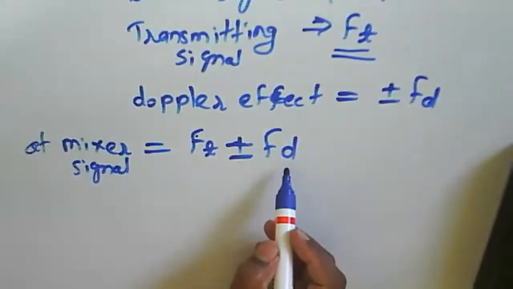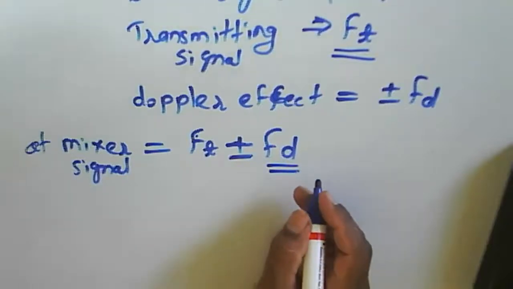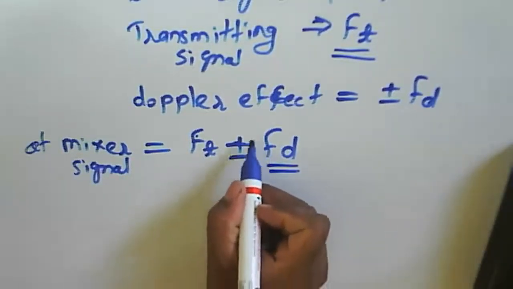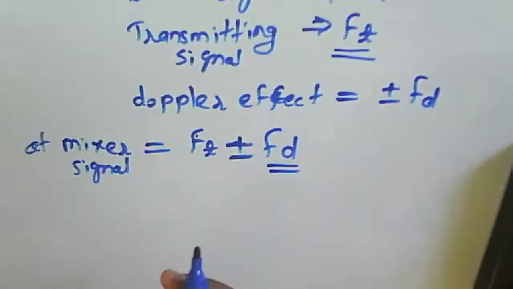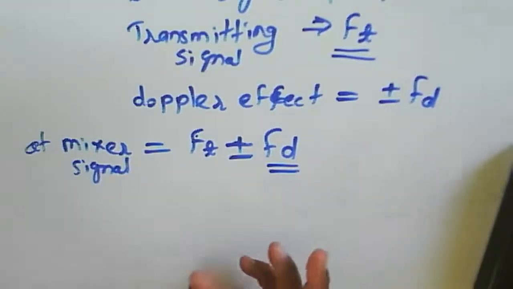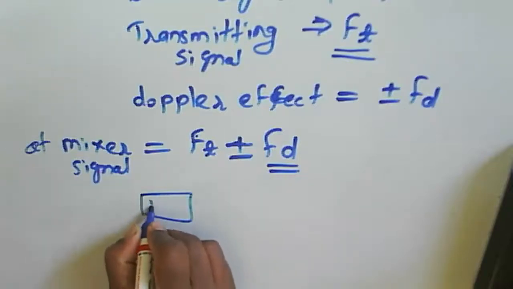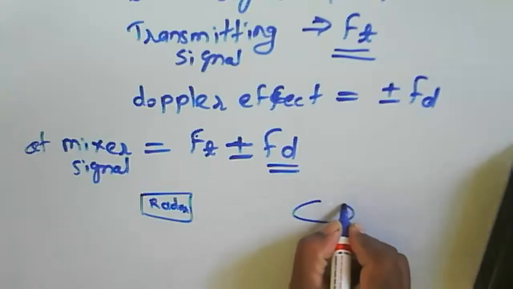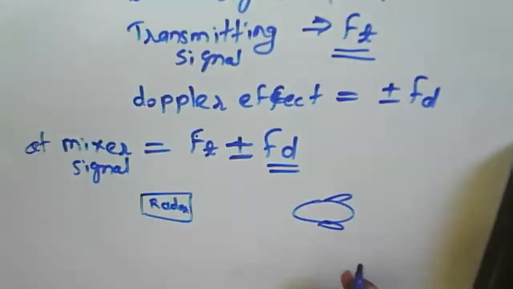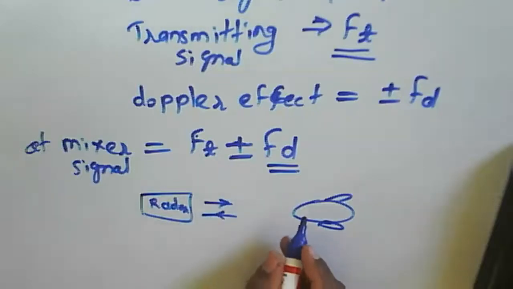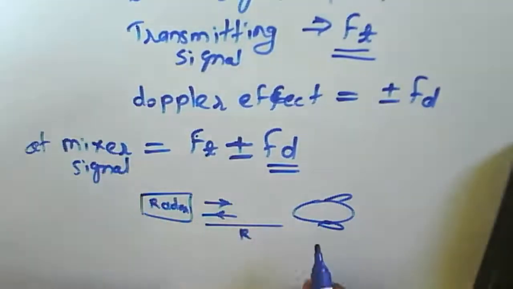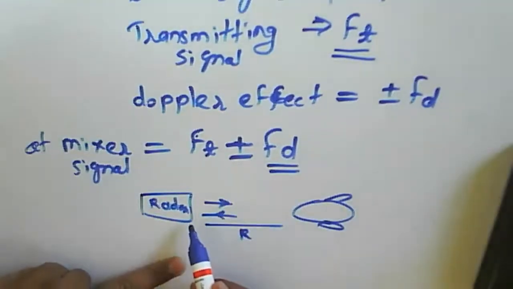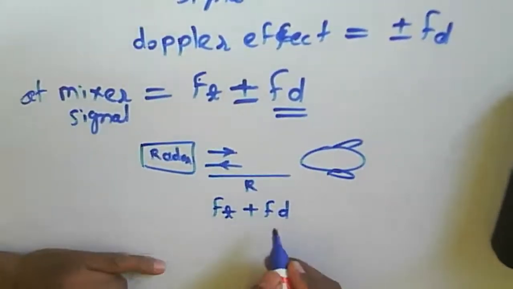So what do we mean by this FD? FD is the change in the Doppler frequency. It's a variation. Then, what do we mean by the plus or minus sign? The plus sign indicates that the distance between the radar and the object is decreasing. Say we have a radar here, and this one is a target or object. We send a signal. If the distance R between the radar and the object is decreasing, that means the target is moving toward the radar. So in that case, this becomes FT plus FD.